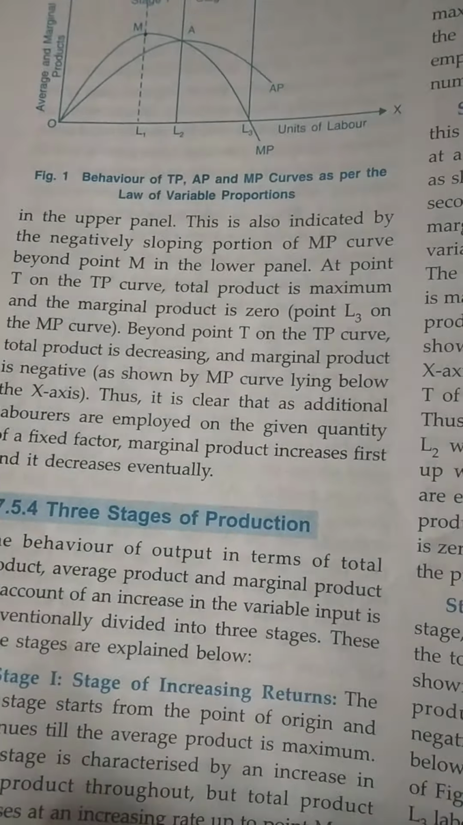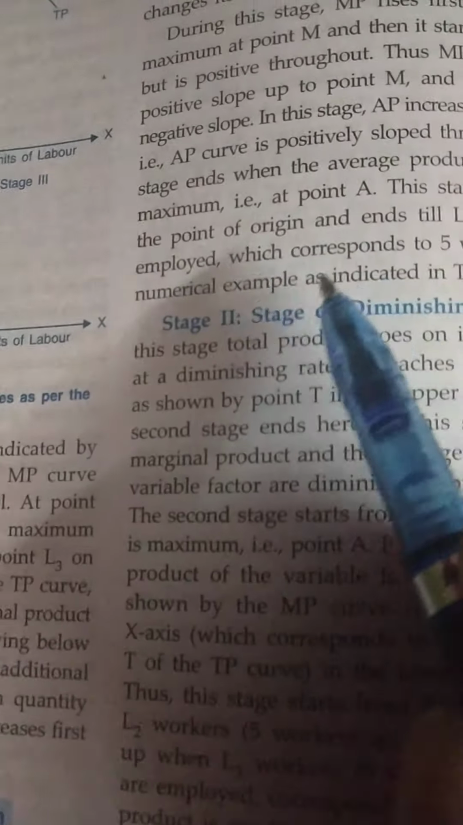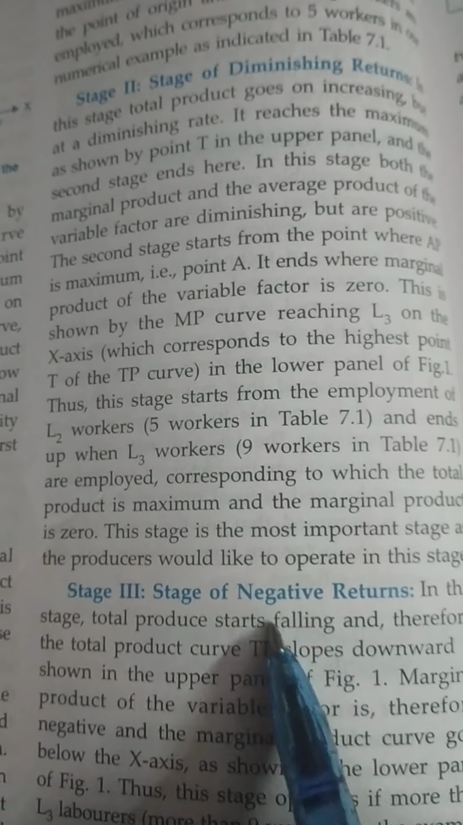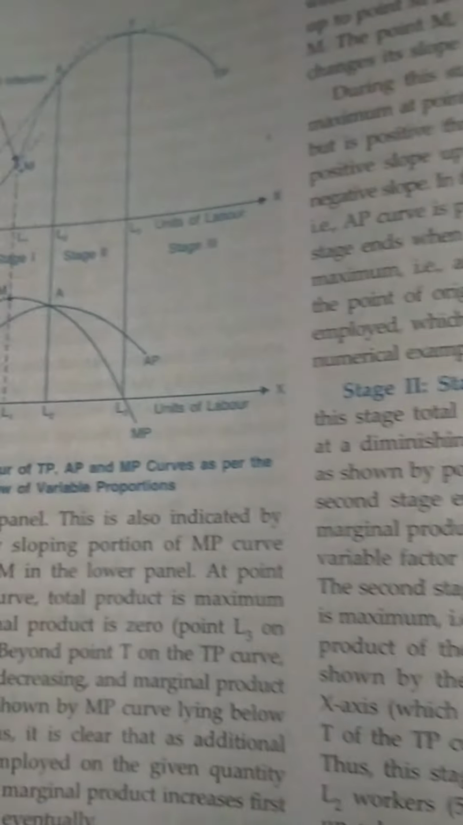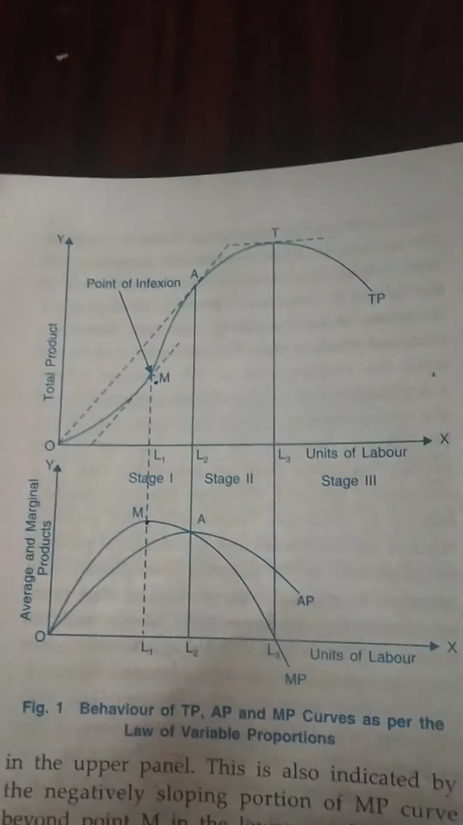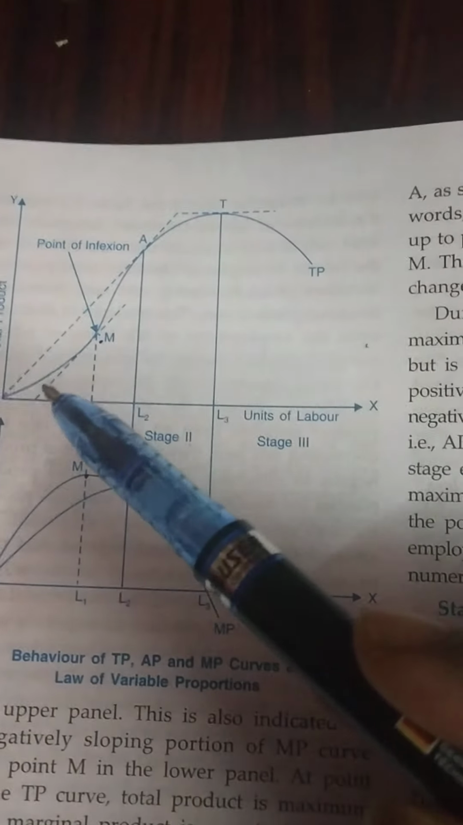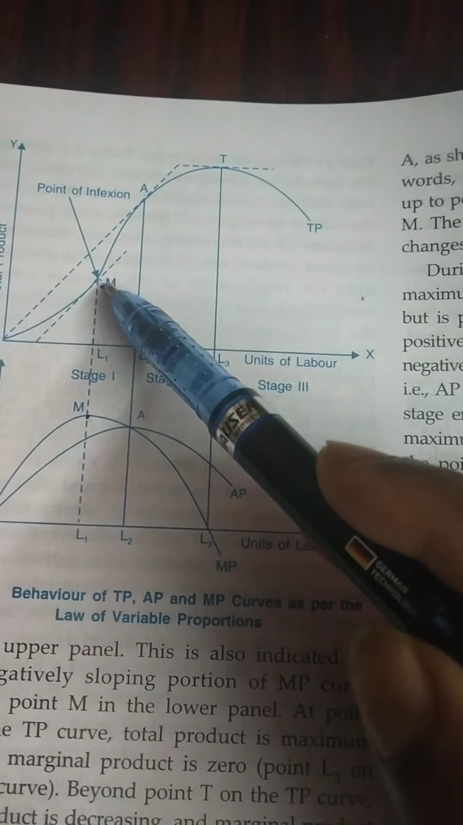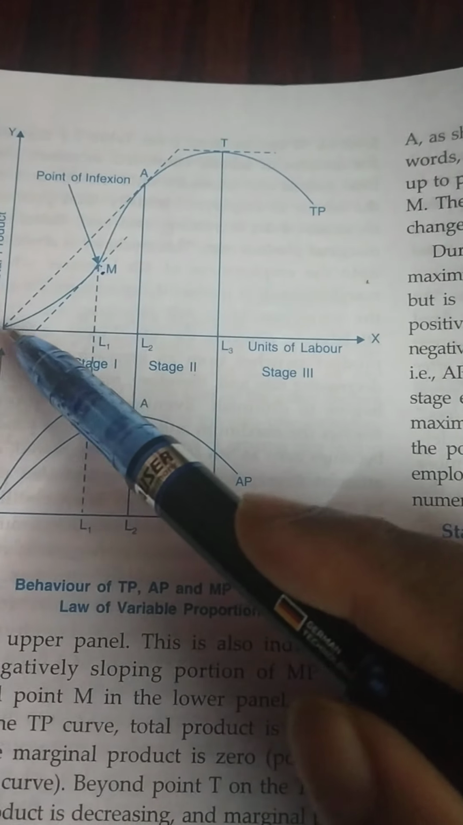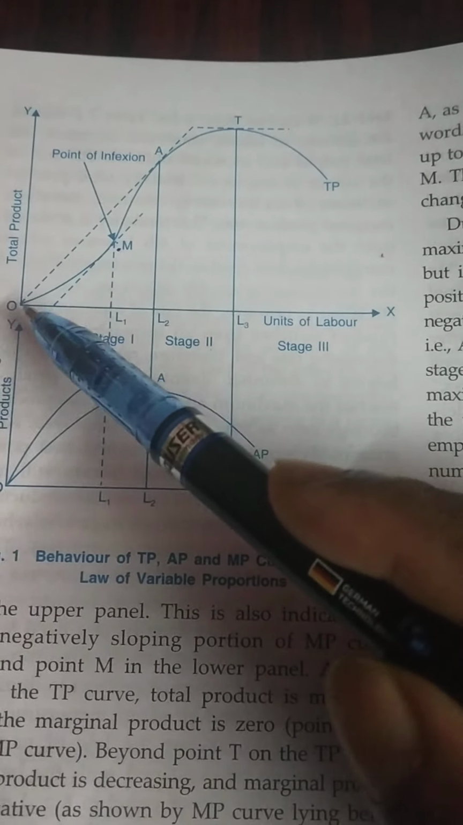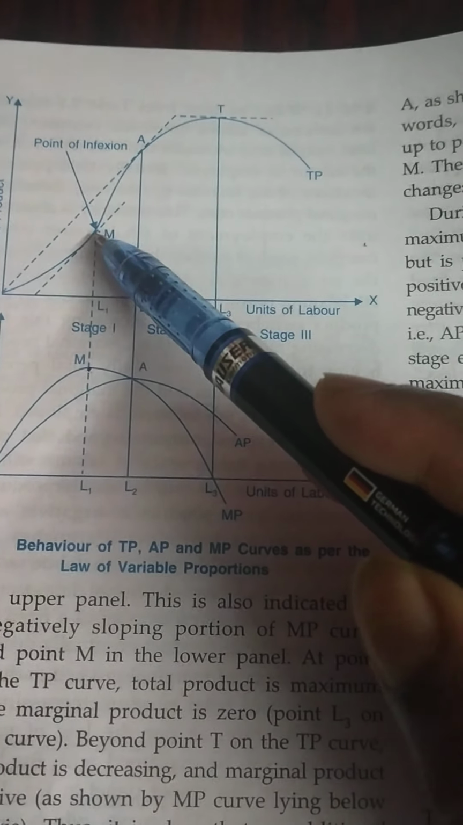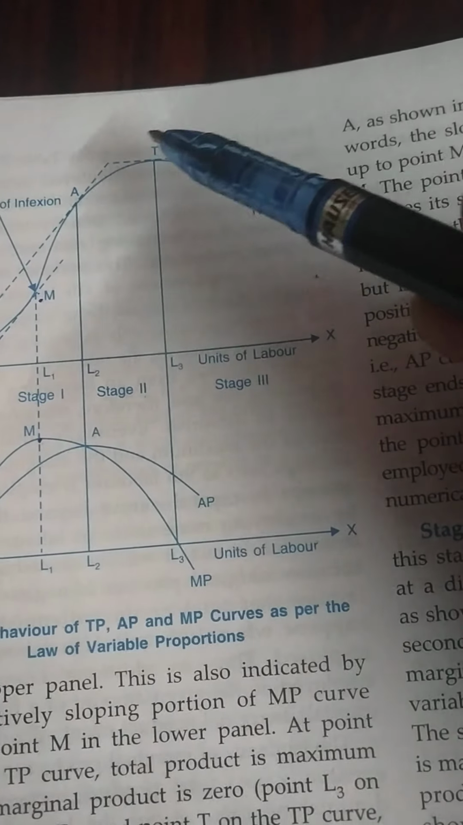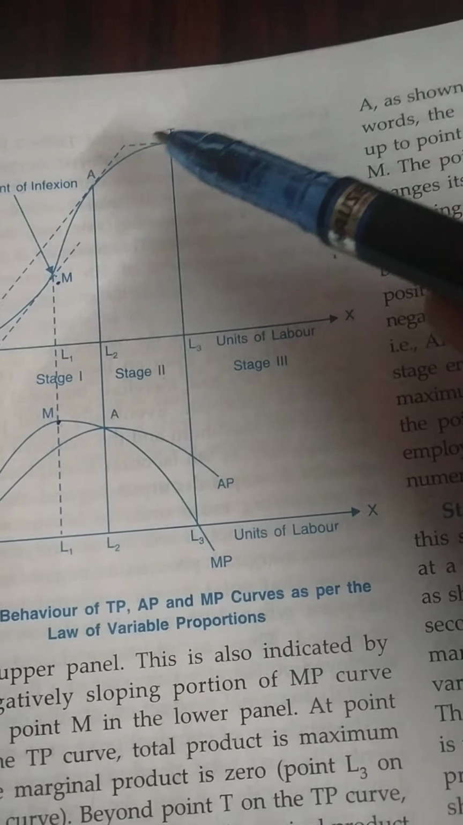Stage 1, stage of increasing return. Stage 2, stage of diminishing return. And stage 3, stage of negative return. Let us now come back to the diagram. In the first panel, we are showing TP, and as I said, up till point M, that is the point of inflection, TP increases at an increasing rate, and that is why the TP curve is steep here. Thereafter, the TP curve increases at a decreasing rate.